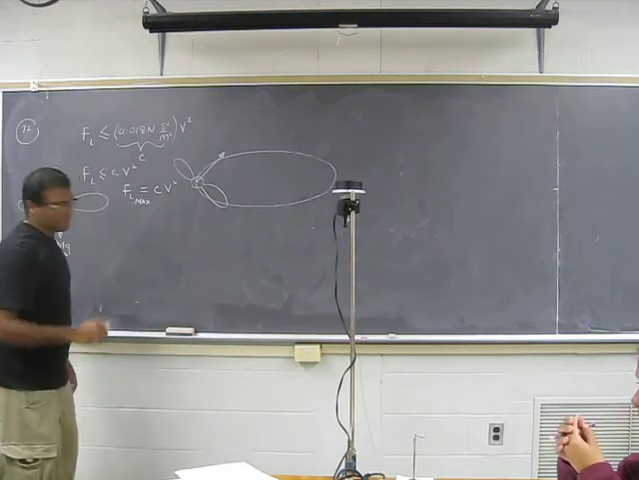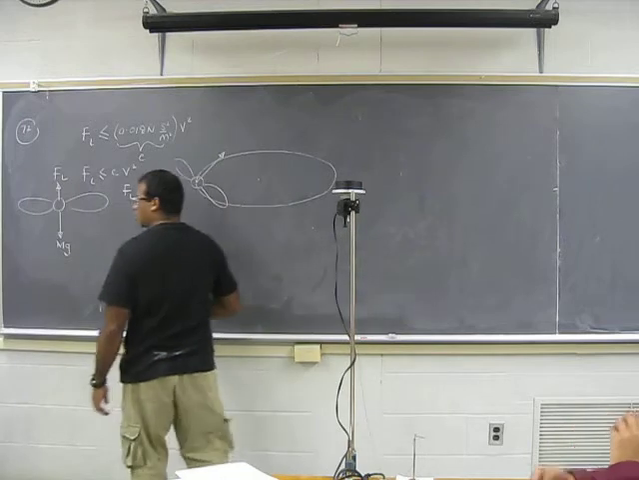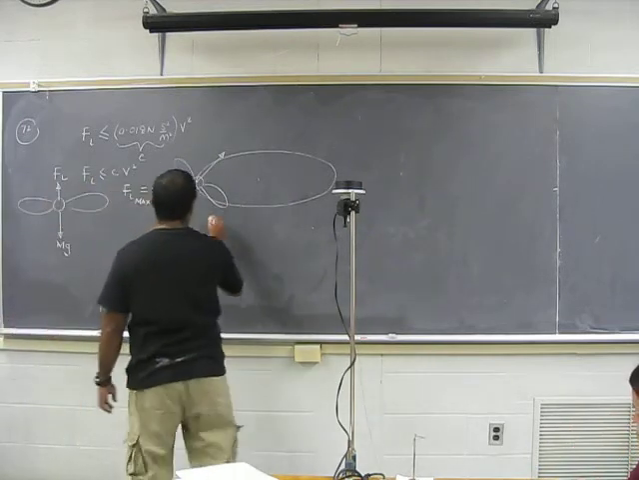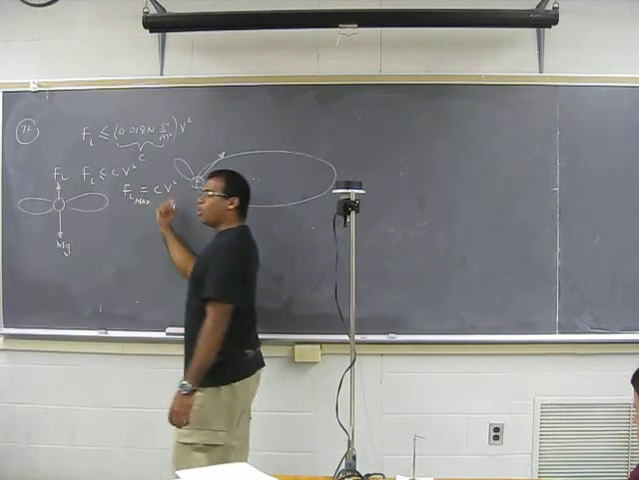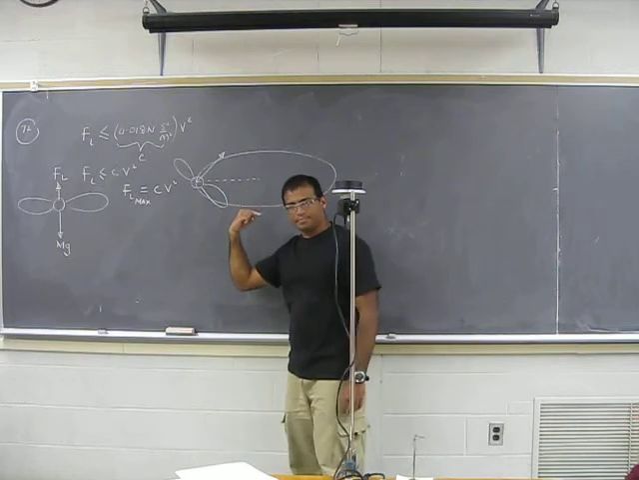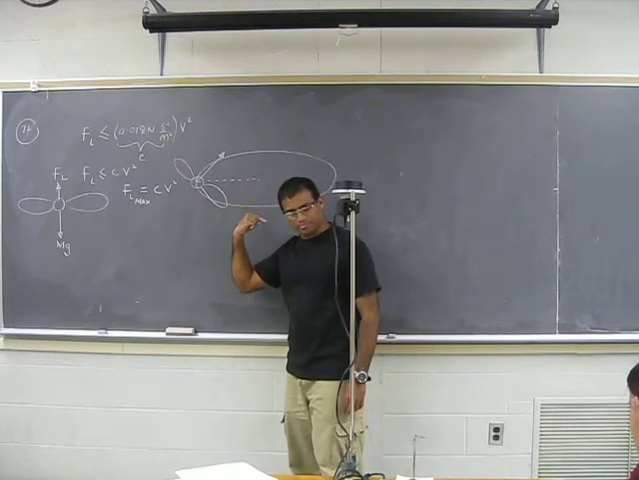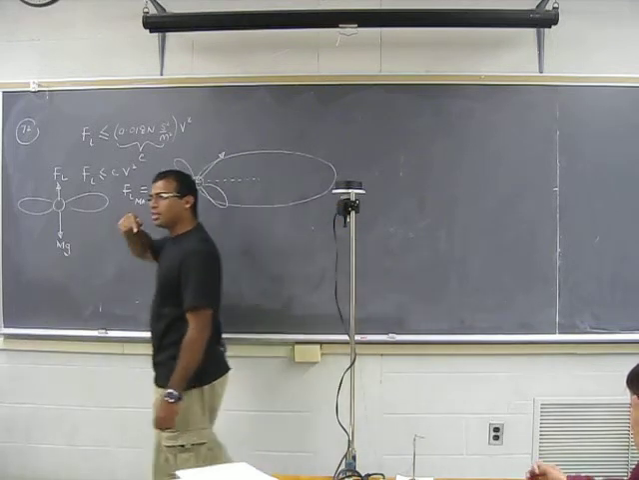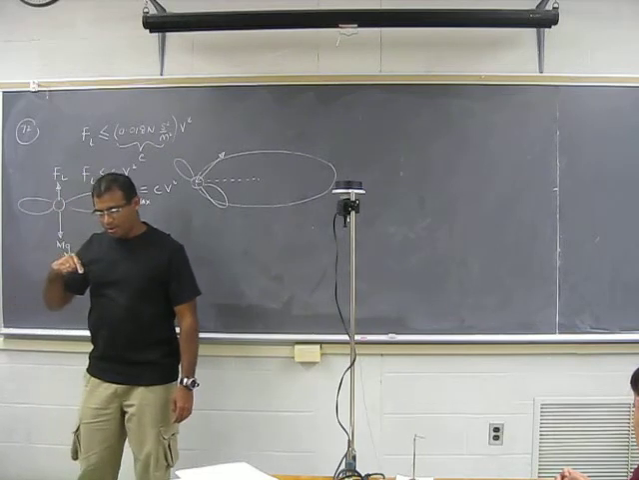Now, the reason is this: whenever something goes through a circular motion, you need to have a force that pulls it towards the center. This force is called the centripetal force. Okay? Without a centripetal force, nothing will move in a circle. Think about this.